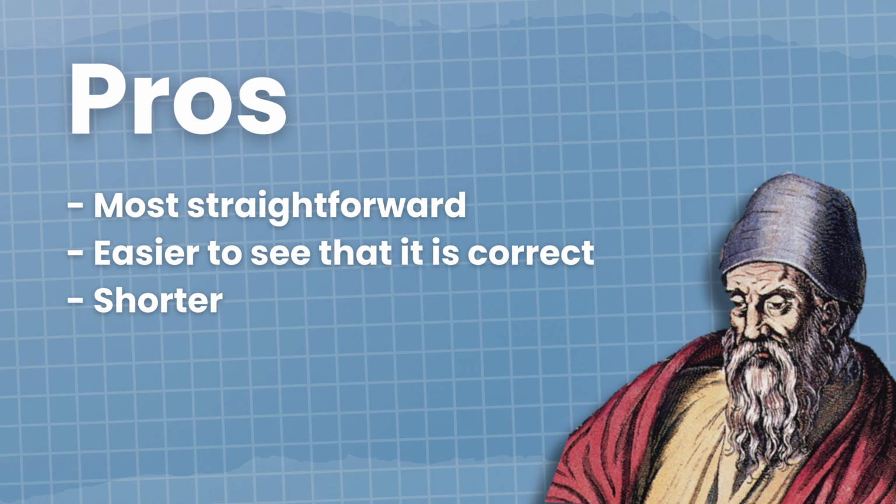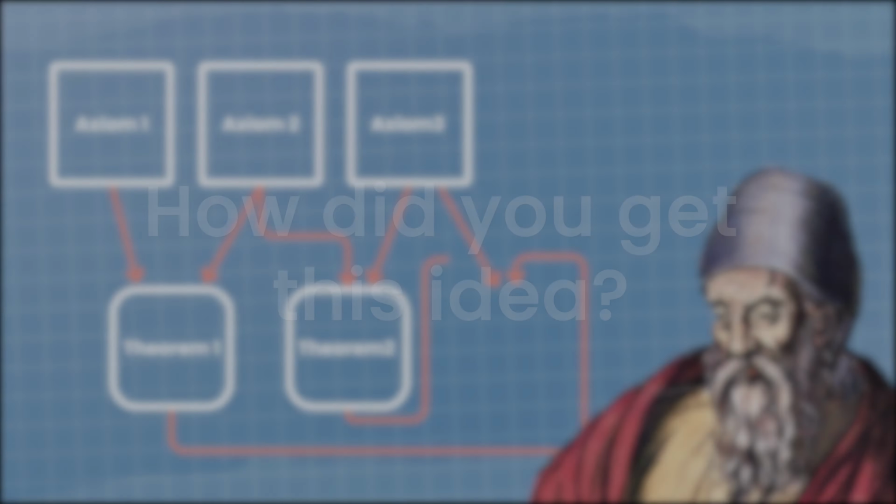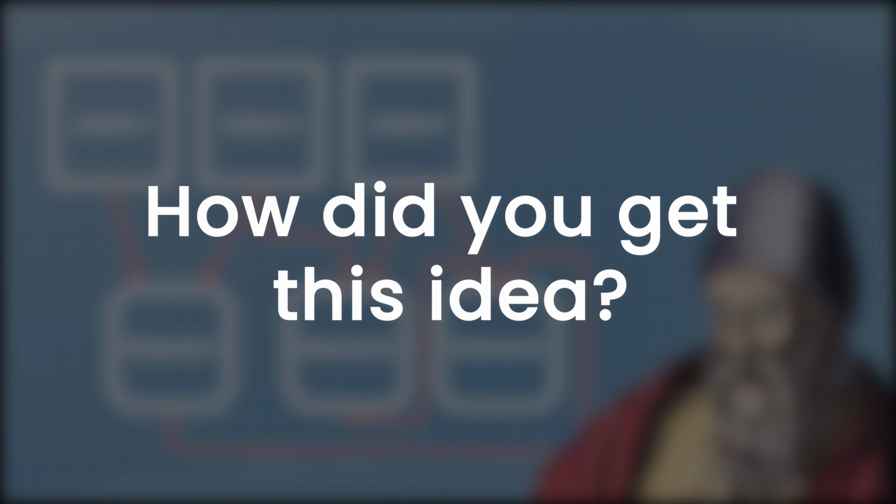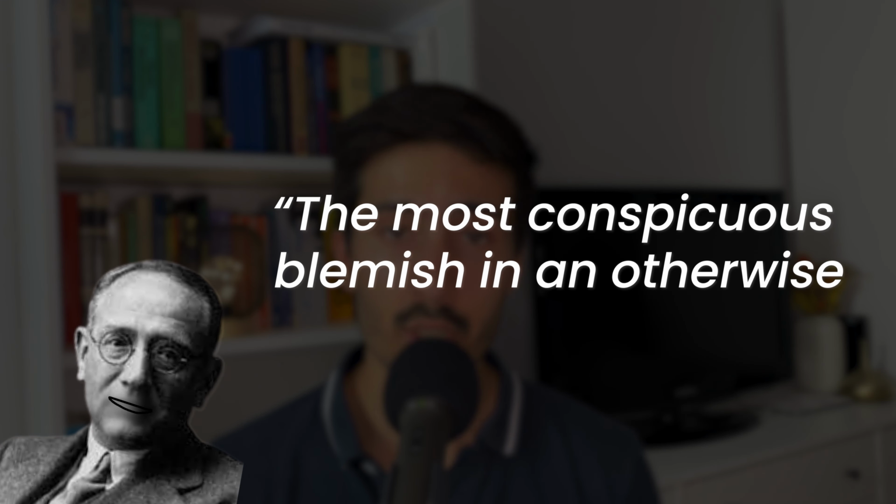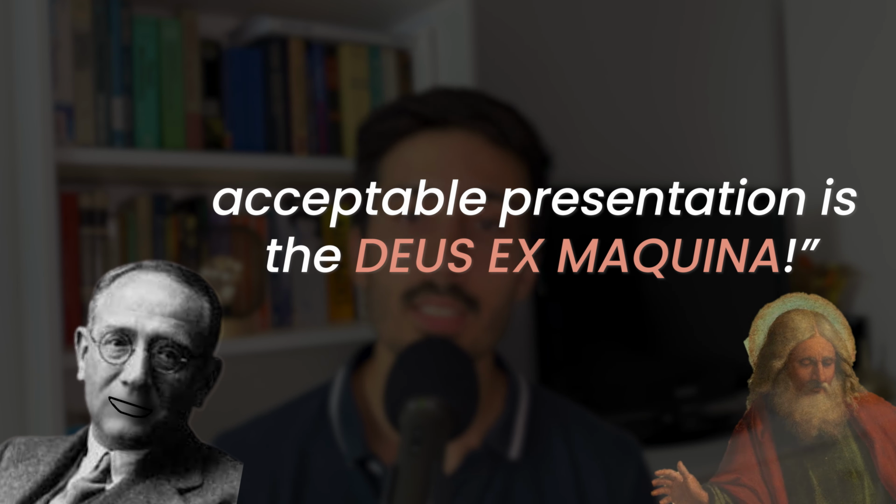If your audience only cares about the correctness of the results, presenting like Euclid is the most straightforward way to do it. It fulfills perhaps the most important requirement in a technical presentation. It is correct. And it is easy to see that it is correct. But it is not inspiring. It fails to show how we could have reached the same idea ourselves. It fell from the sky, and despite fulfilling its promise, can leave us disappointed and wanting more. In the words of Pólya, the most conspicuous blemish in an otherwise acceptable presentation is the Deus ex machina.